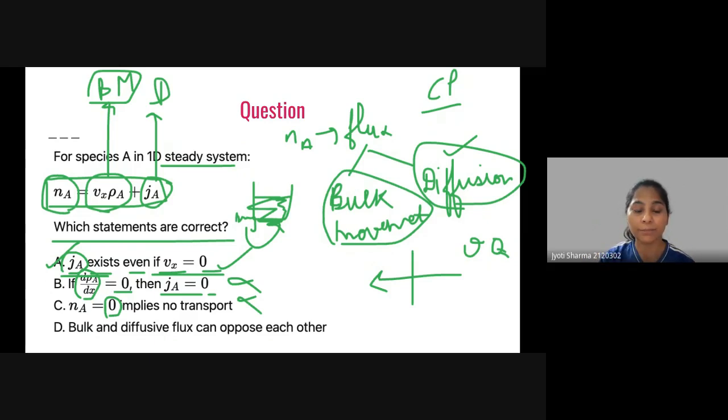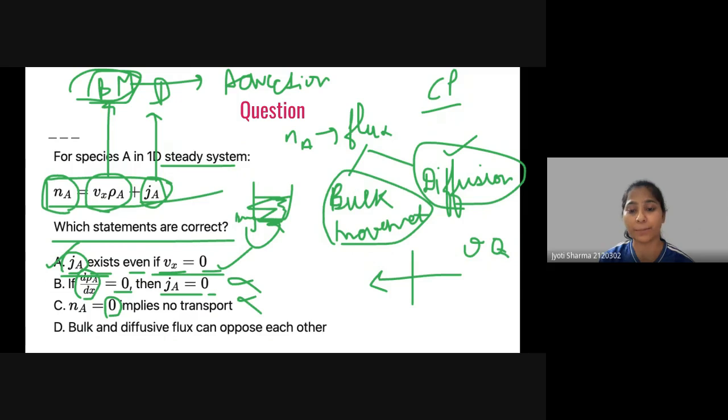The bulk movement is also known as advection, if you know this. So advection can cancel out the diffusion. There may be some cases, and you can tell me an example also. If they are cancelling out, we are not saying that there is no transport, but they are cancelling out. So bulk and diffusive flux can oppose each other.